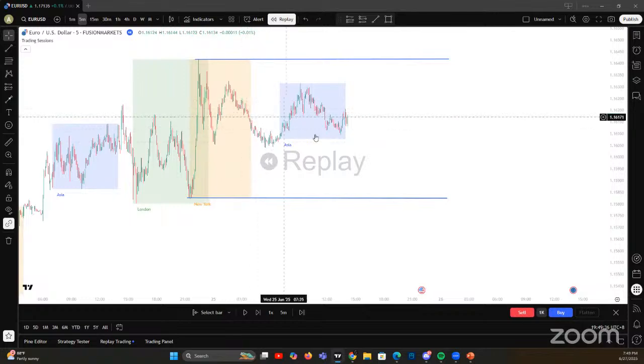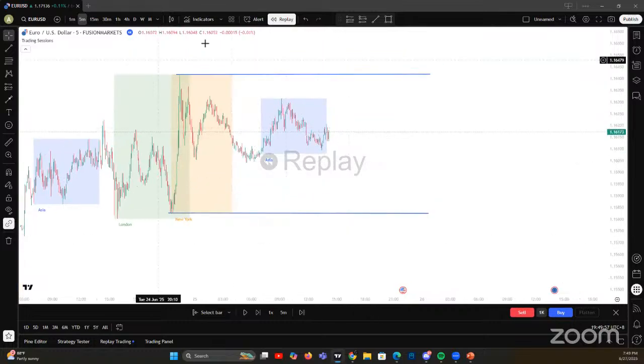Then we have Asia. What day is this? Wednesday. You can see the timestamp below here. Wednesday, June 25th. So now this is your Asia. It's just accumulating there. Now you have the high of Asia and the low of Asia. Let's see what will happen. Price is now moving. Let's see if it will hit the high or the low this time.